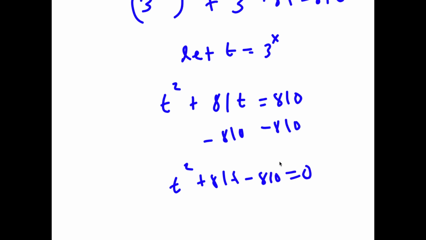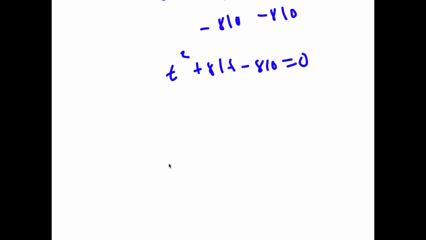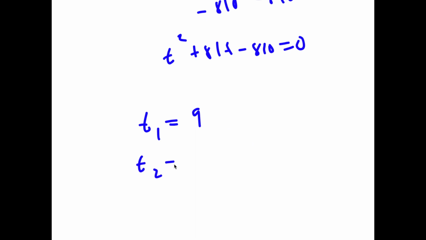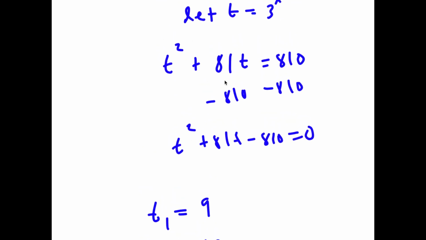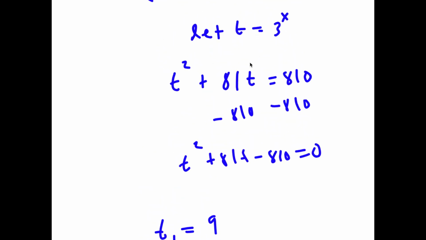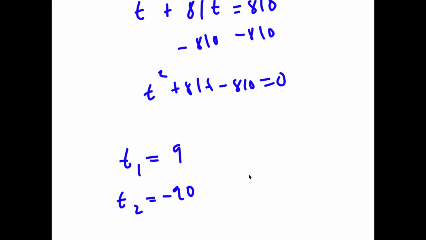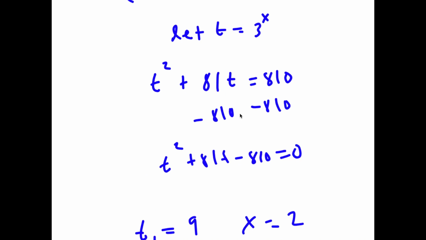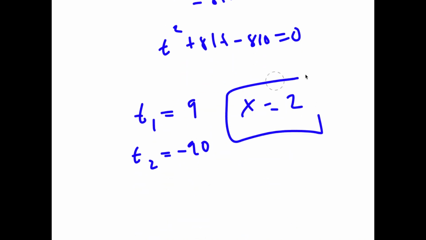So now to solve this, we have to use the quadratic formula, and I'm not going to waste your time by actually doing that. But if you do use it, you should get that t is equal to 9, t is equal to negative 90. And now remember how we set t equal to 3 to the power of x. So meaning if t equals 9, then x is equal to 2. And if t equals negative 90, well, you can't take the power of a positive number and make it negative. So x equals 2 is my only solution.